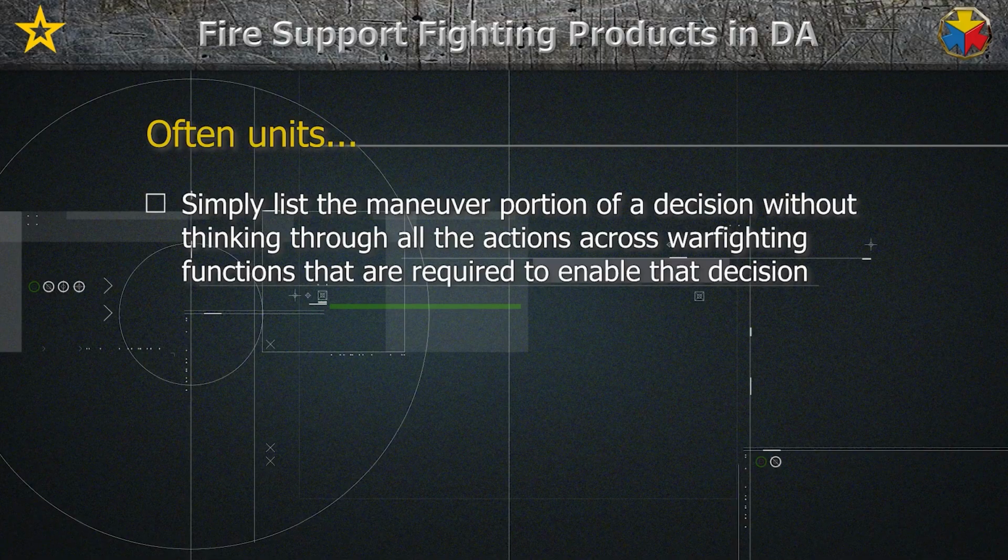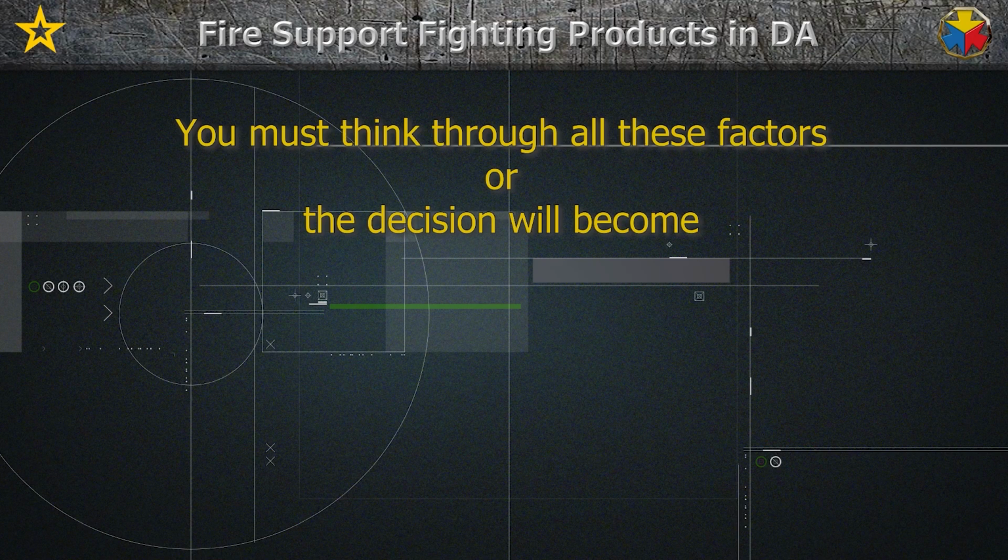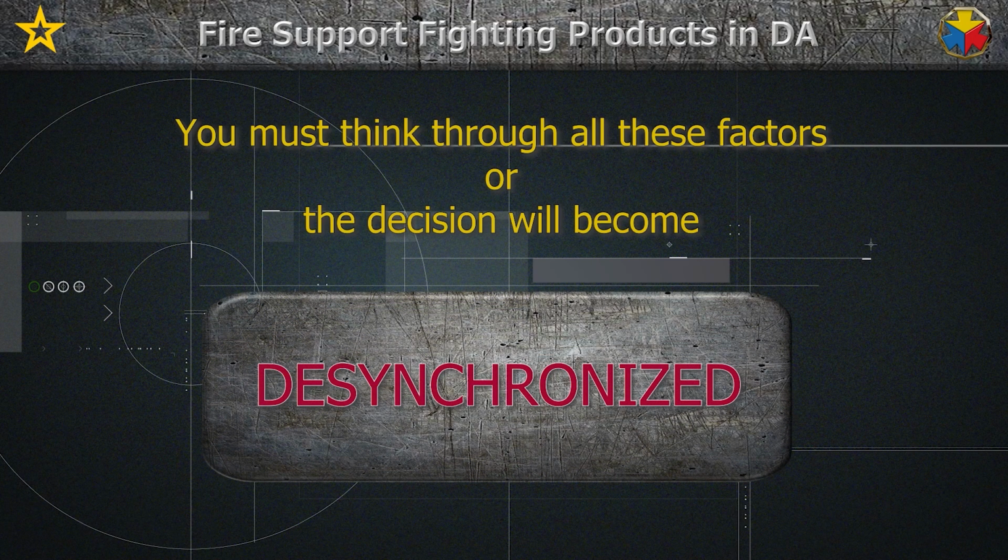Decisions should be thought through and complete. Often units simply list the maneuver portion of a decision without thinking through all the actions across warfighting functions that are required to enable that decision. If you change your axis of attack, what does that mean for your collection plan? Do you have to reposition artillery to a new PAA? Do you have to retask organic engineering assets? Do you have to reposition air defense, radars, retrans, command posts? You must think through all these factors or the decision will become desynchronized.